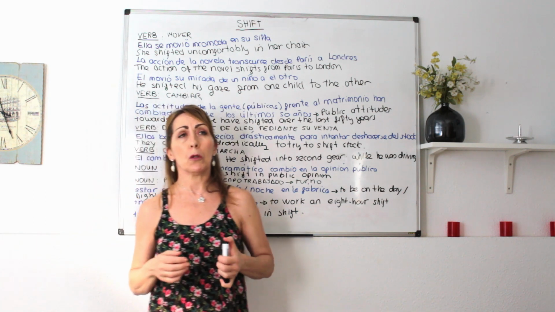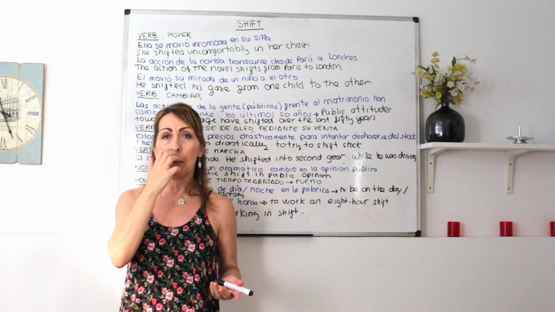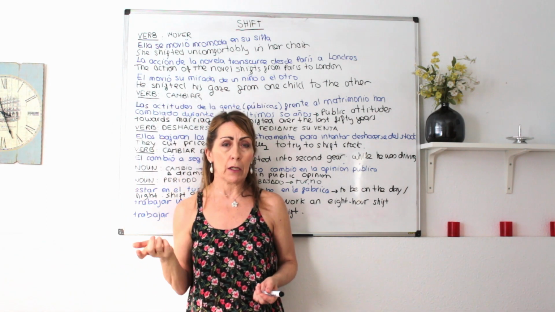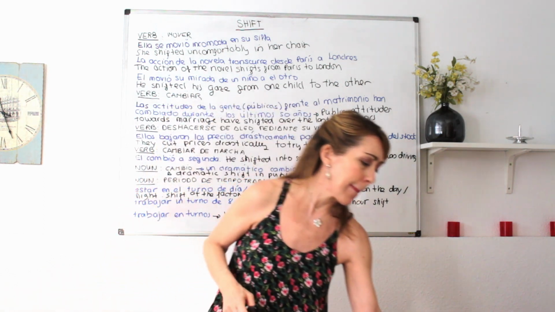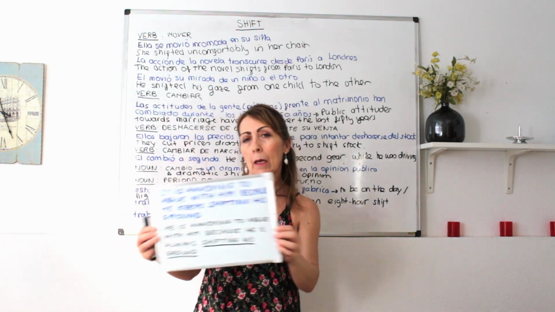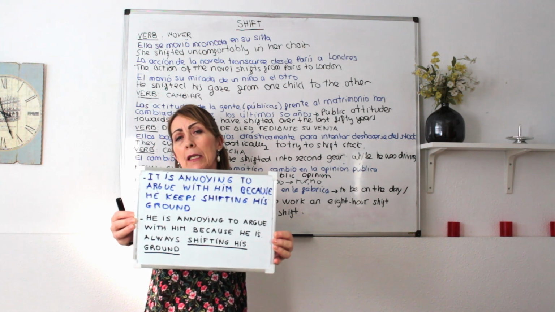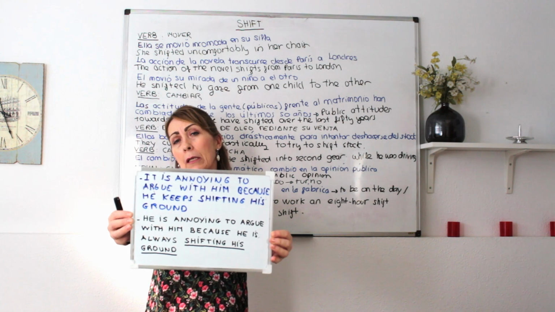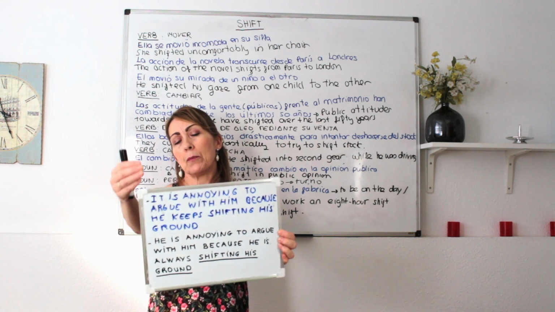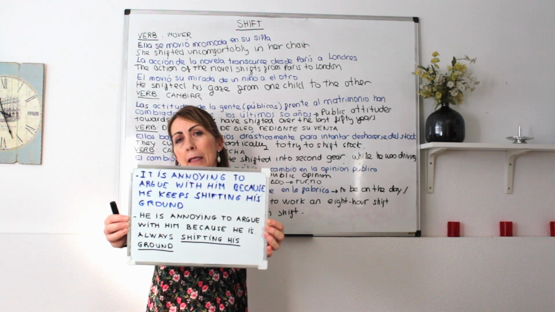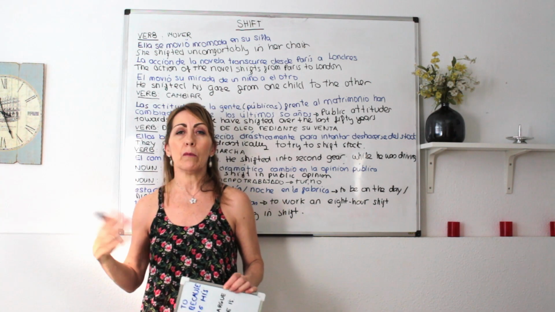For example, if we want to say es muy molesto discutir con él porque siempre está cambiando de opinión, using to shift his ground, in this case su opinión, it would be: it's annoying to argue with him because he's always shifting his ground, or it's annoying to argue with him because he keeps shifting his ground. We can express the same idea using these sentences. To keep doing something means to do something very often, always.